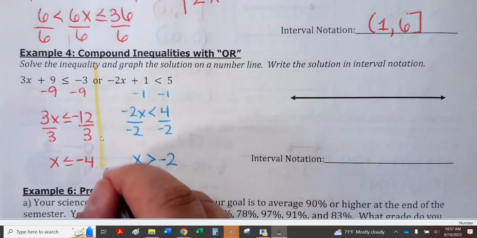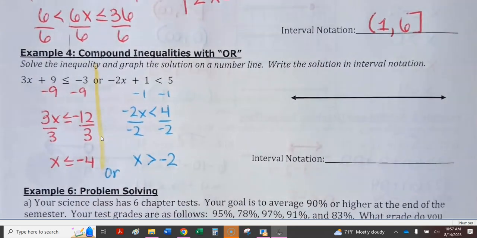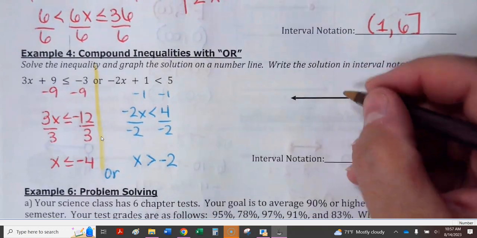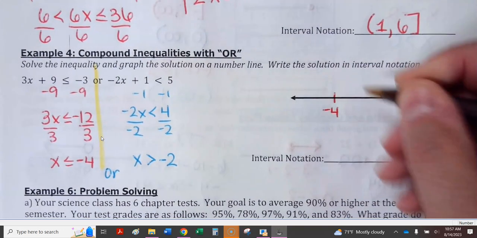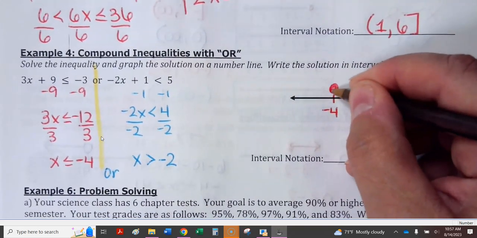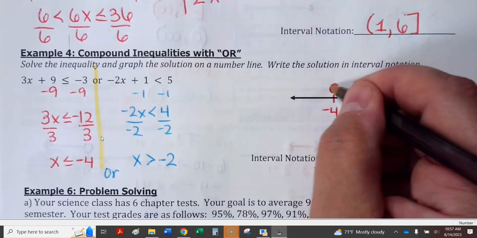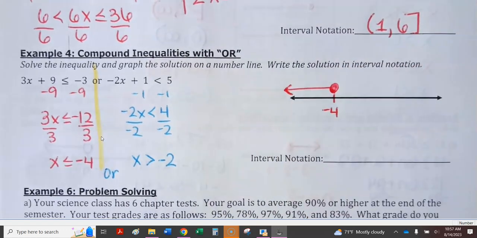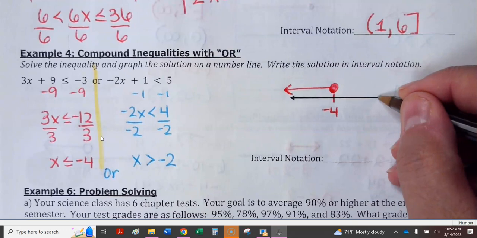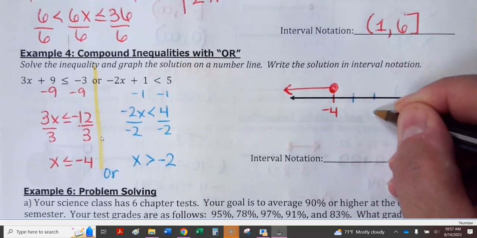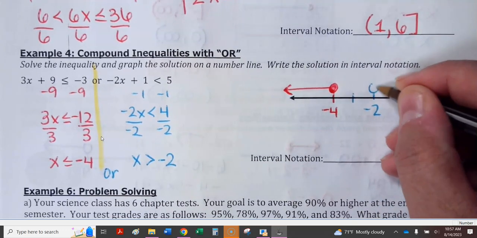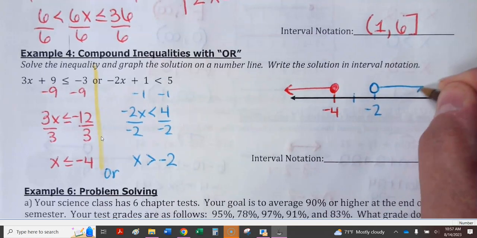This is an or statement, so we just need to find a number that fits one or the other of these categories. Again, don't draw some elaborate number line. I'm just looking for the critical numbers. I'm going to write negative 4 with a closed circle, and less than goes to the left, so it should point to the left. And then negative 2, maybe with an open circle here, and greater than goes to the right.